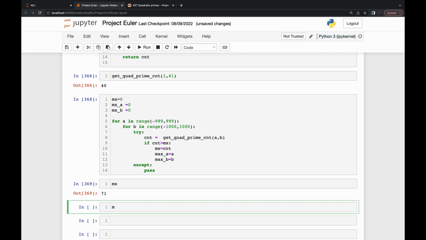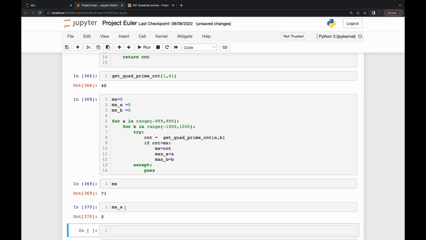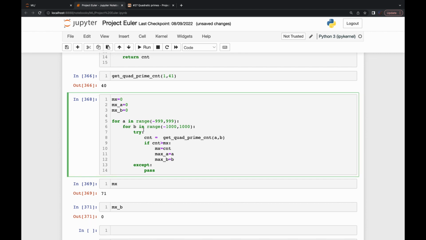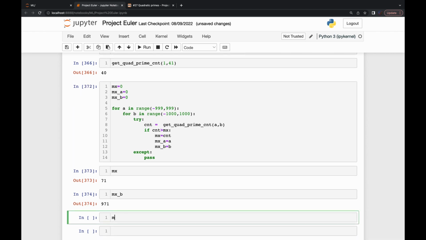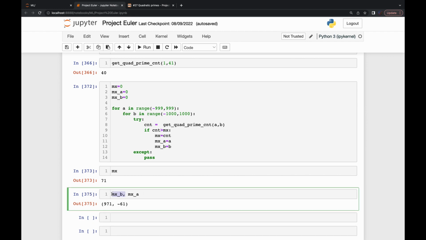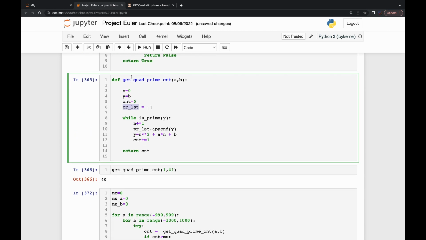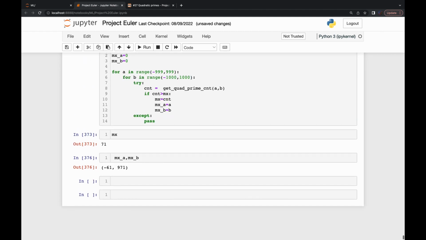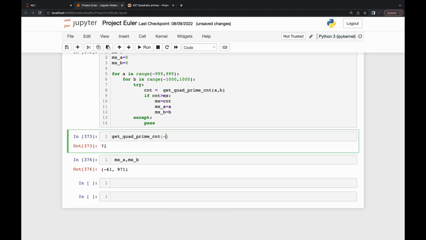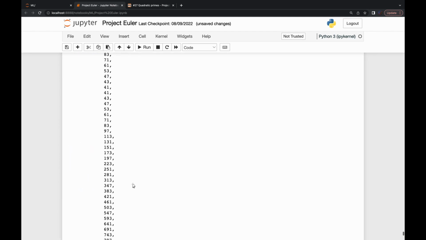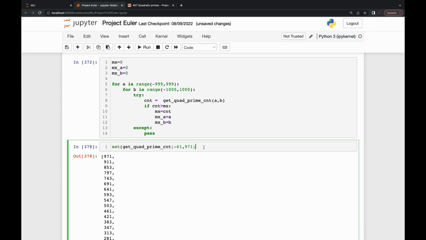Max is 71. That means we'll get 71 consecutive primes, and max A is 0. It doesn't look right. Max B is 0. Okay, this is max B, and max A. Okay, let's do it here itself. Max A is minus 61 and max B is 971. These are the values. Just for curiosity, I want to check what prime numbers we are getting. Instead of count, let's return the prime list. If I call get quad prime count with minus 61 and 971, you see probably we are getting exactly the same list of prime numbers.